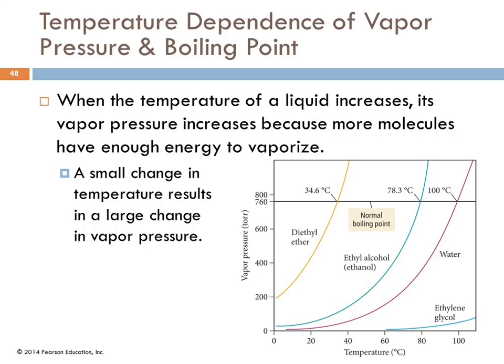Temperature dependence. When the temperature increases, the vapor pressure increases. I got ahead of myself and already told you about that. We can have a small temperature change that results in a large change in vapor pressure. We see that these guys, diethyl ether, ethanol, and water, their vapor pressures are very strongly dependent on their temperature. Ethylene glycol, which is the main ingredient in antifreeze, has a very low vapor pressure, and it is not as dependent on temperature as water is, which is one of the things that makes it useful as an antifreeze.